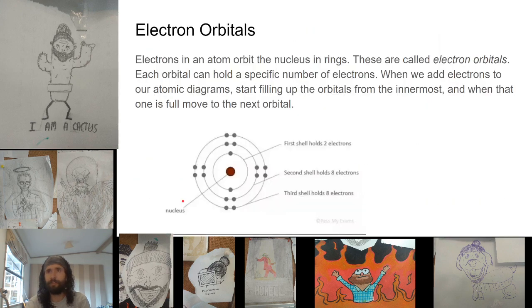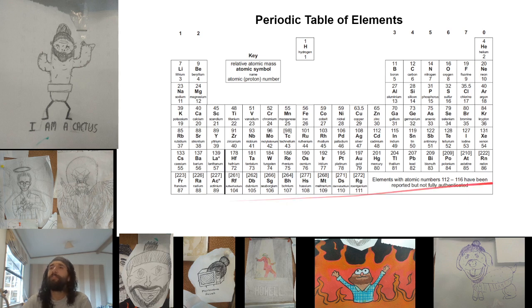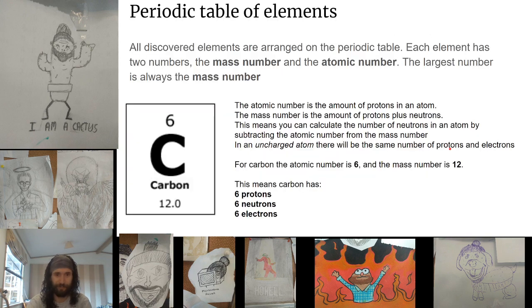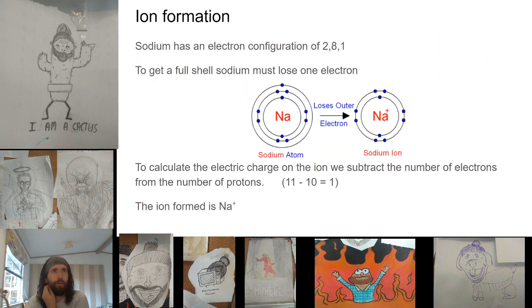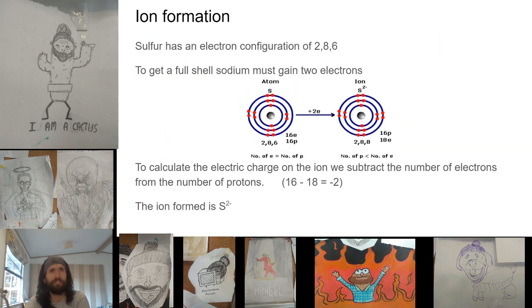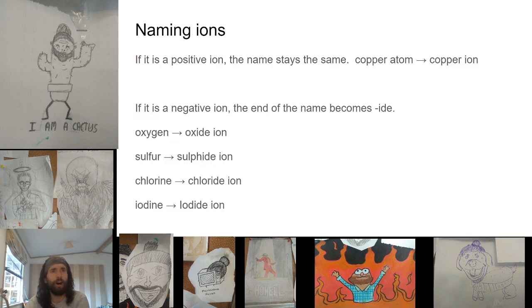Let's have a look at a few of them. So it's these ones on the right. Fluorine becomes fluoride, chlorine, chloride, bromine, bromide, iodine, iodide, sulfur, sulfide, oxygen, oxide, and so on. So positive ions keep their names, negative ions become "ide."